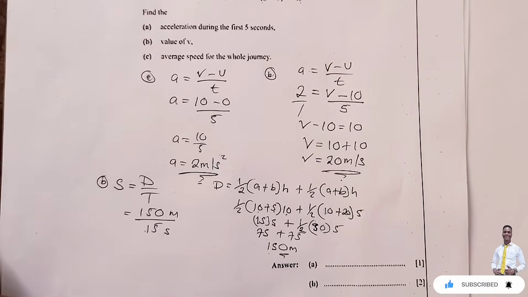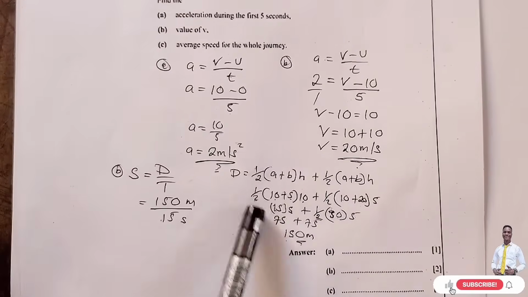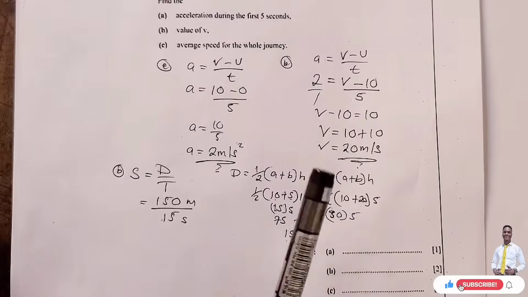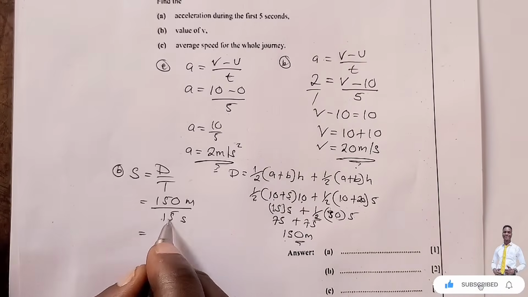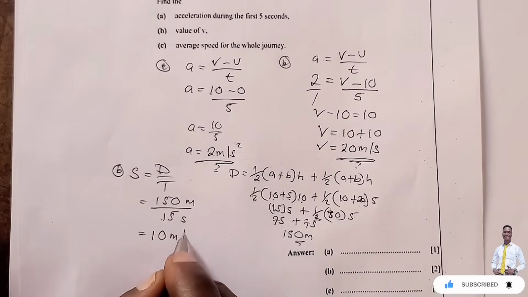Are we together? So it's easy. It's 3 marks, yes. So the job is done here. So 150 divided by 15 gives 10 meters per second, and this is the answer.